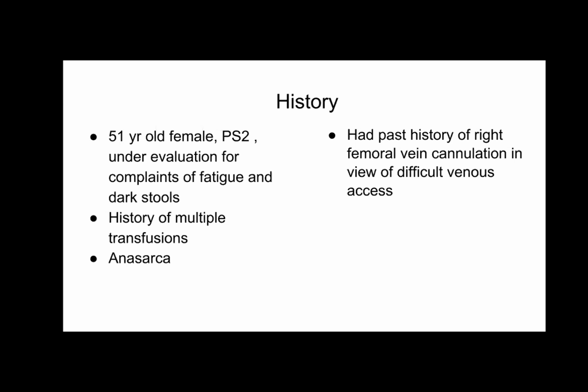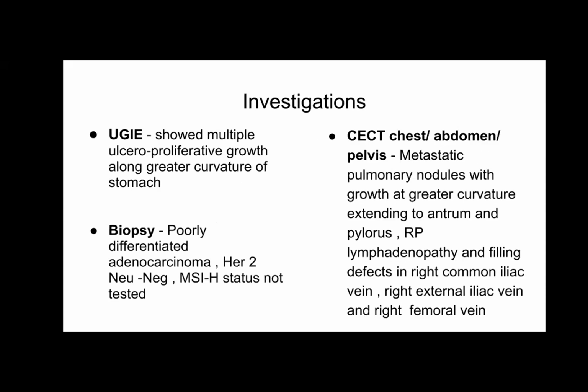So this case was presented to me when I was a senior resident during my residency in Derwan. This is a peripheral center. 51-year-old female, PS2, under evaluation for complaints of fatigue and dark stool, with history of multiple transfusions, presented with anasarca. She had past history of right femoral vein cannulation in the peripheral center in view of difficult venous access. She was investigated with the medicine department. A UG endoscopy showed multiple ulceroproliferative growths in the greater curvature of the stomach. Biopsy was a poorly differentiated adenocarcinoma.